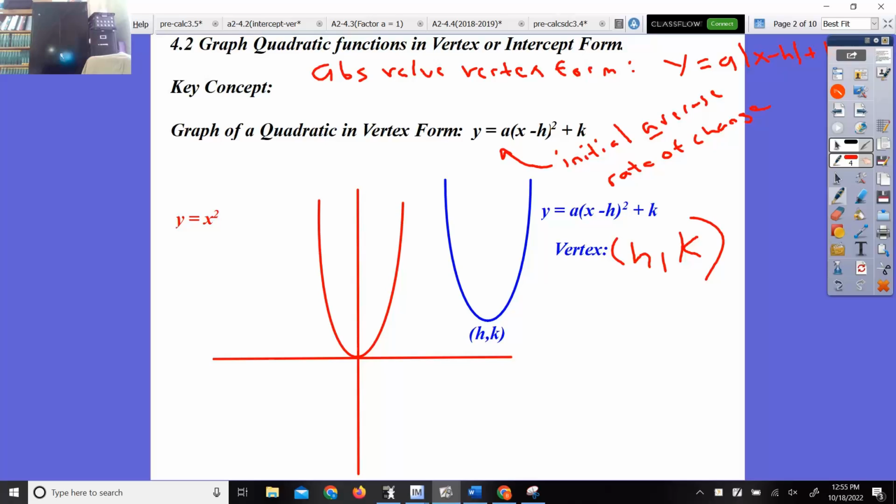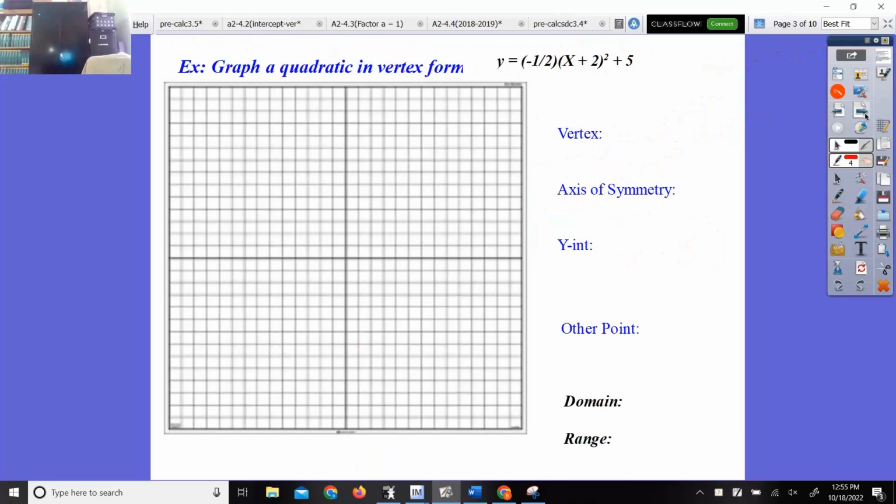All right, so it's gonna work the same way everything else always has. Nothing's gonna change, except we're not drawing V's, we're drawing U's, rebels. Let's make this one a little easier for you since it's your first one. Instead of having a negative half, let's just make it a negative 2. y is negative 2 times (x plus 2) squared plus 5.